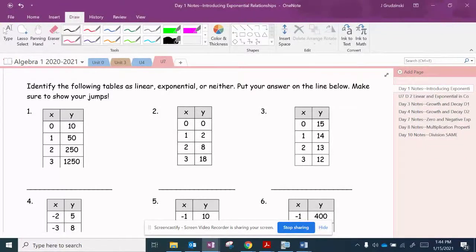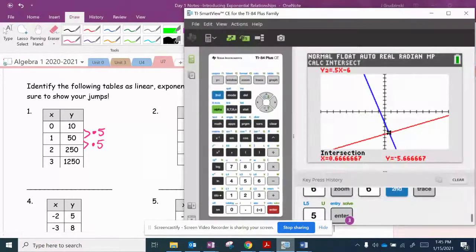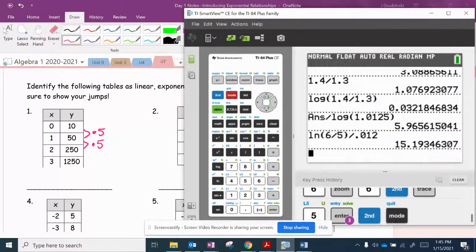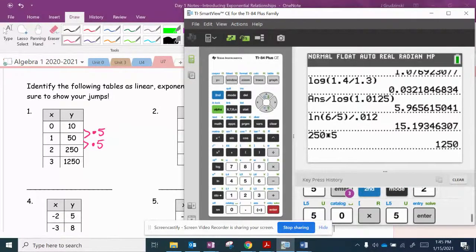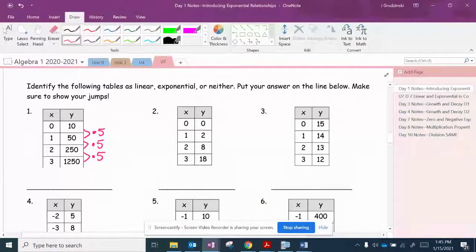So I'm usually going to check for multiplying first. If I look at 10 to 50, I would be multiplying by 5. If I look at 50 to 250, that's also times 5. And I'm not sure if it works for 250 to 1250, so I'm going to check. I'm typing in 250 times 5, and it does. So that means that this is exponential growth.